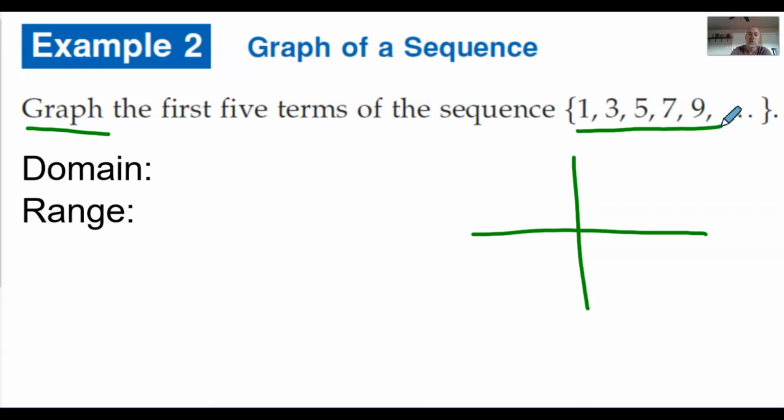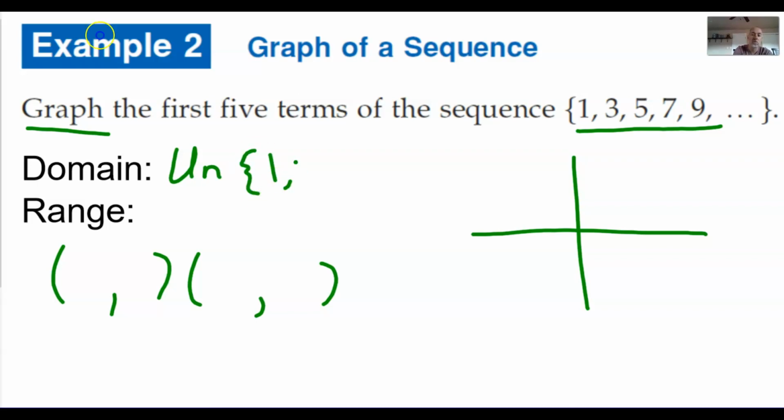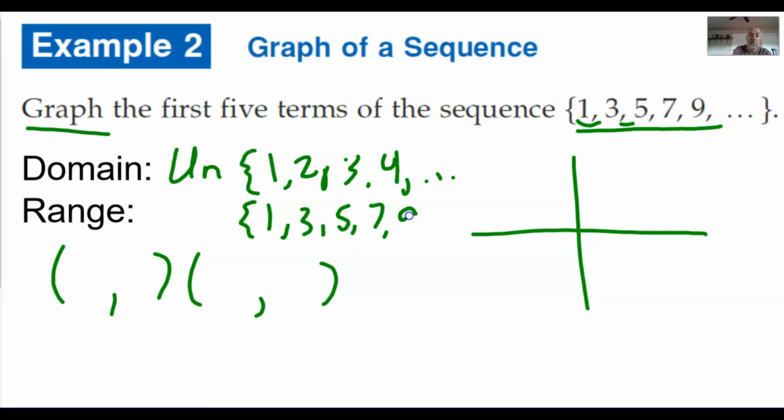You can graph a sequence by making a list of ordered pairs. Remember, an ordered pair is an x and a y. It's a domain and a range. So the domain for a sequence would just be the term number, and the range would be the actual term. So for this example, the domain would be the first term, the second term, the third term, the fourth term, and so on. And the range would be whatever these numbers are. 1, 3, 5, 7, 9, and so on.